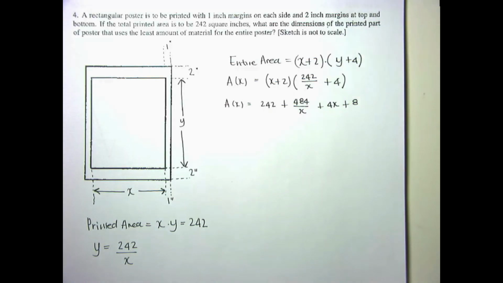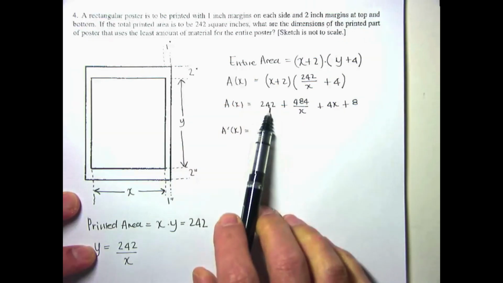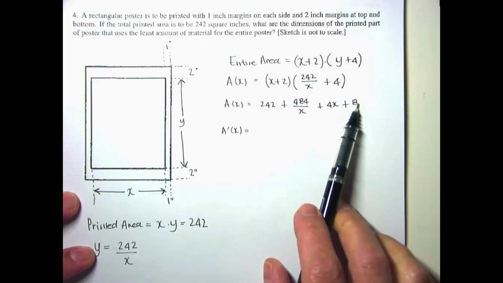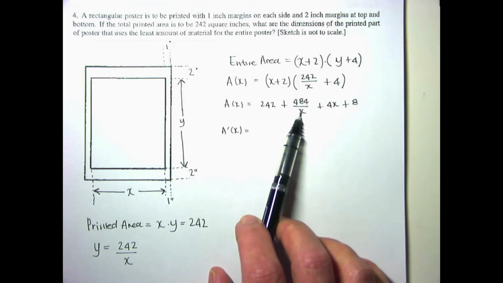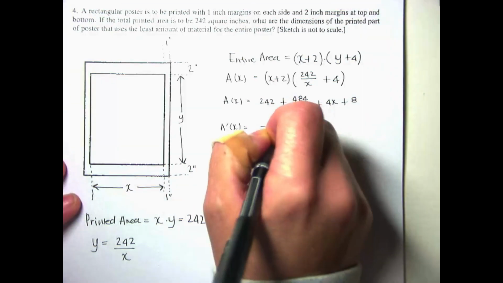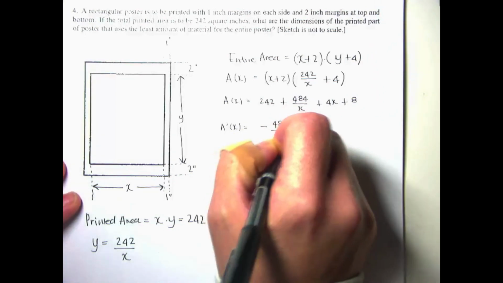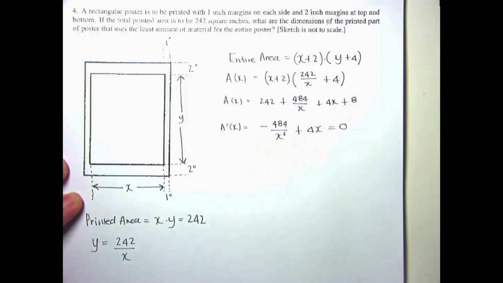I can't really clean anything much more up here. I'm going to go ahead and optimize. So that means take a derivative, set it equal to 0, solve for x. All right, so A prime of x is equal to derivative of a constant, 0. Derivative of a constant is 0. All right, so what is the derivative of, let's take this 484 as a coefficient. Let's take it out for a second. What's the derivative of 1 over x? Negative 1 over x squared. Put the coefficient back in. So negative 484 over x squared plus 4x, that's going to be equal to 0.